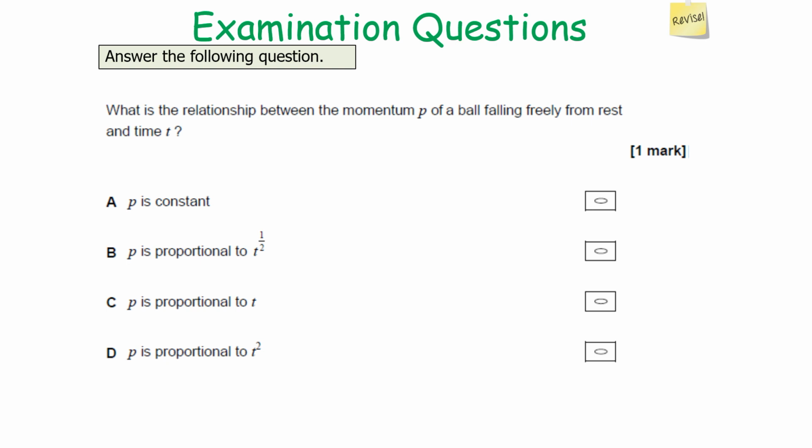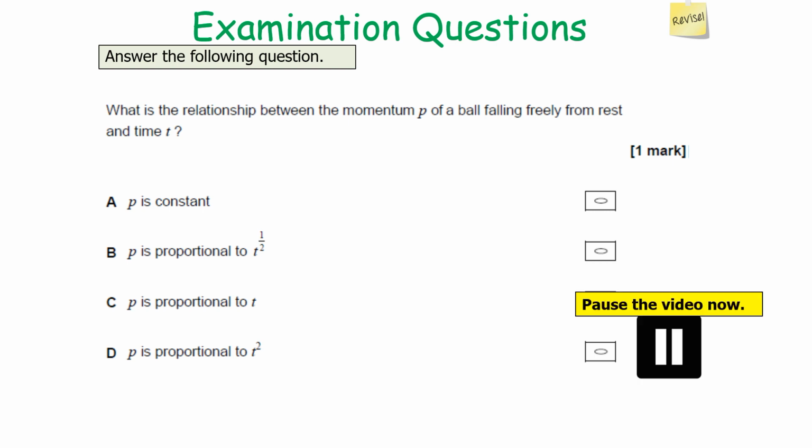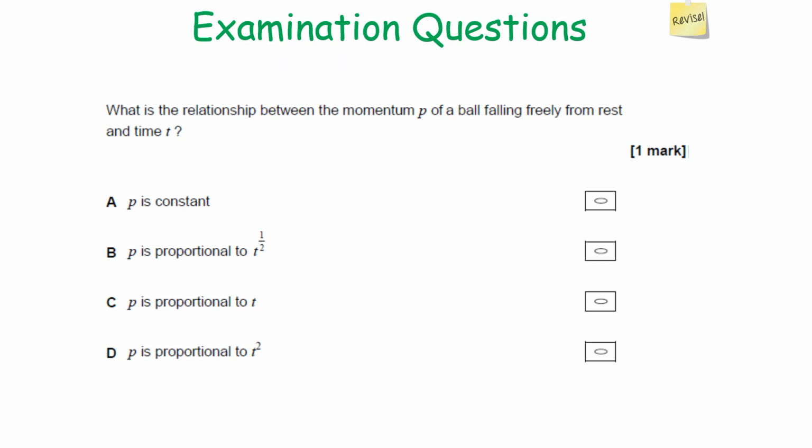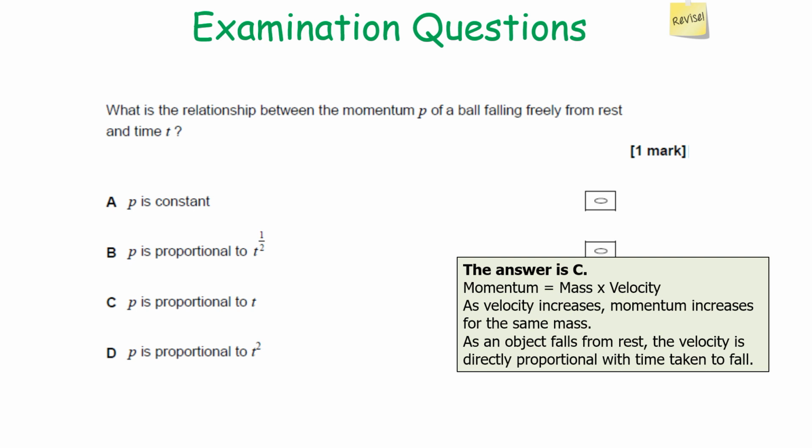Let's have a look at the next question. What is the relationship between the momentum p of a ball falling freely from rest and time t? Pause the video now, then unpause the video when you want to go through your answer. Right, so for this one our answer is C, because as we'll be aware, momentum is mass times velocity.